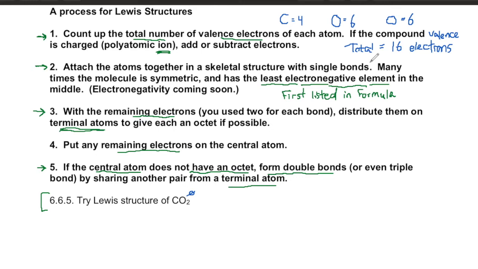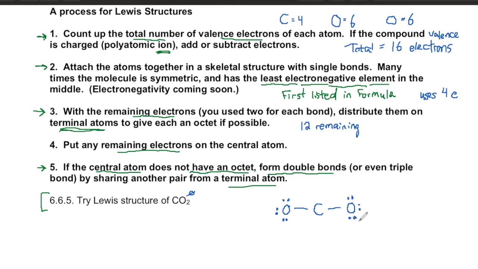So now we are going to attach them with single bonds, and we are going to put the carbon in the middle. Carbon is the least electronegative element, and also this makes for a more symmetric structure, and we're going to just attach it with single bonds. So this uses 4 electrons, 2, 4. So the remaining electrons would give us 12, and we're going to put that on the terminal atoms. So we have 12 remaining electrons.